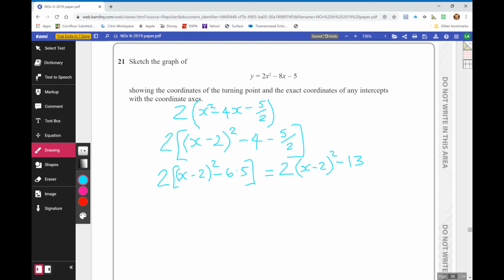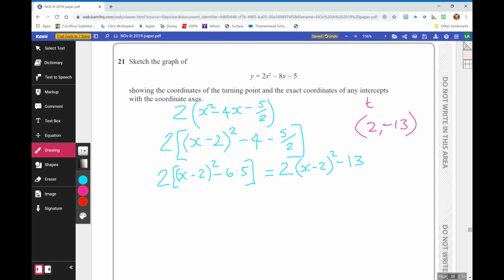Okay, now this is now in completed the square format. So your turning point shows itself within these coordinates. So this is the x value from the bracket, and it's the opposite way around. So what makes this 0? Well, x would be 2, so the turning point coordinate is going to be 2. And we keep the y the same on the outside. So we know the turning point is going to be 2 and minus 13.